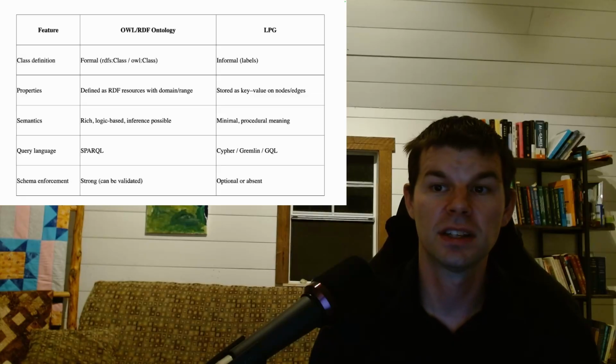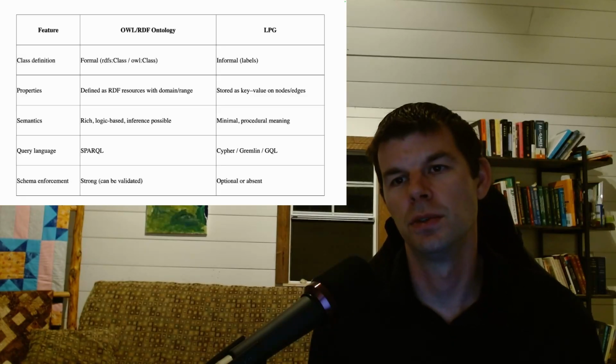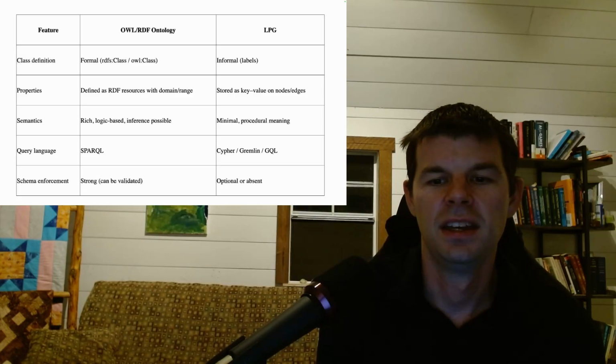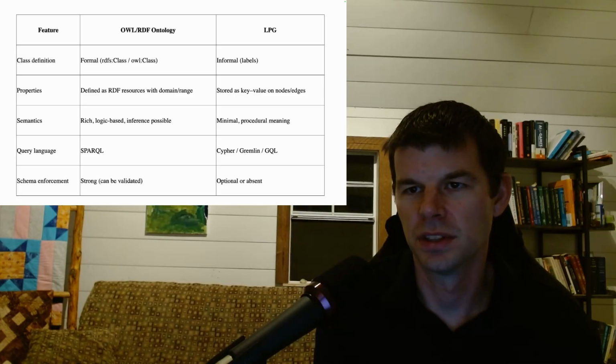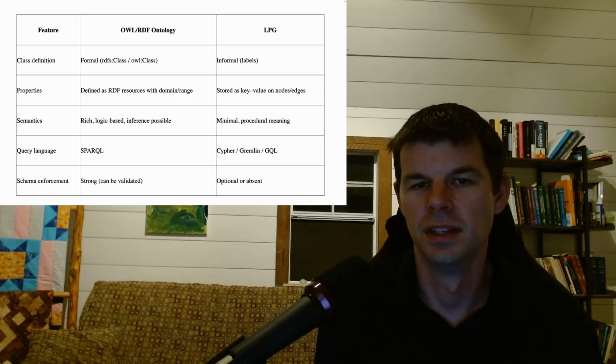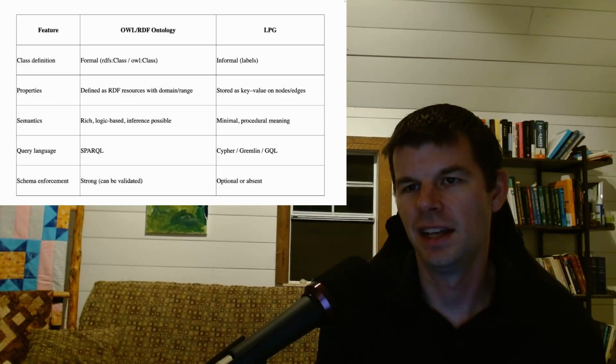If you want to write queries against OWL-RDF, do them in SPARQL. If you want to do it in LPGs, it depends on who's hosting it, but Gremlin or Cypher. And then if you want to enforce the schema or do data validation, there are ways to do that with both of those. So it's going to be stronger, I think, in OWL-RDF, less strong in LPG structures.